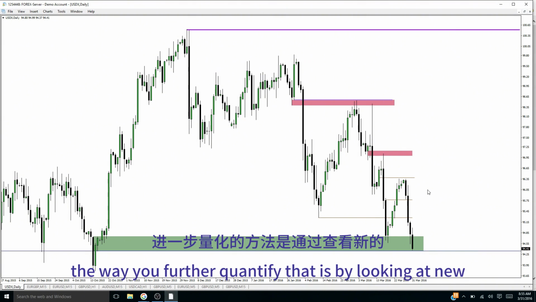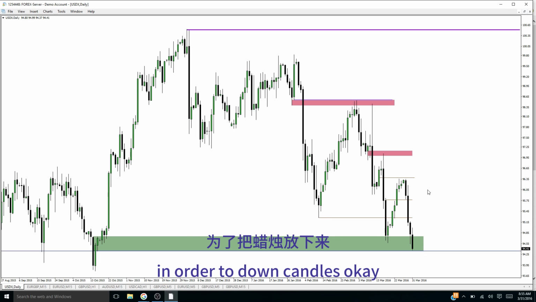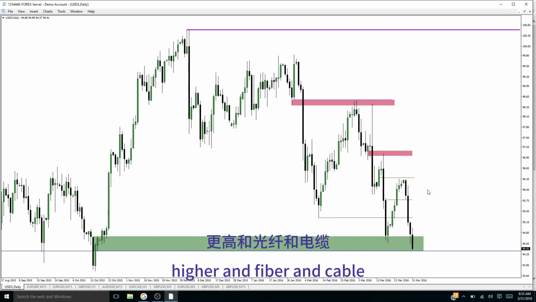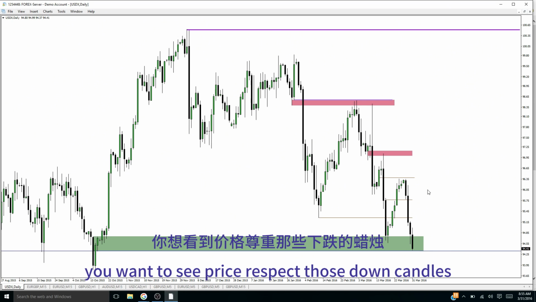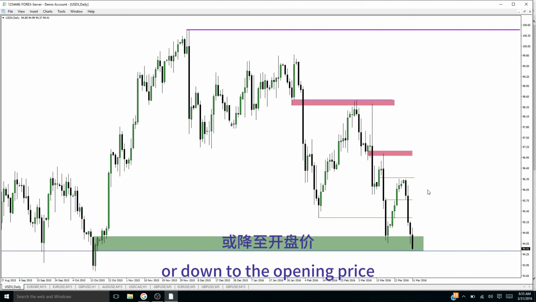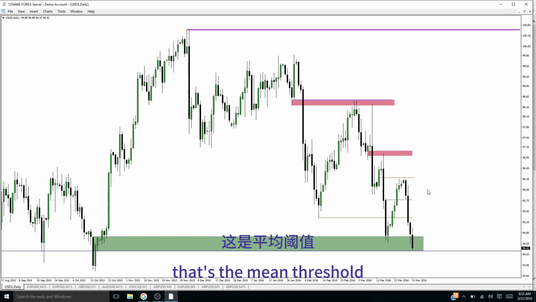The way you further quantify that is by looking at newly formed order blocks that are bullish. In other words, down candles. Once the price starts to move up and you have these sharp advances higher in fiber and cable, you want to see price respect those down candles. You want to see them trade to the top of the candle or down to the opening price, or no less than 50% of those down candles. That's the mean threshold. So there's your procedure you go through.